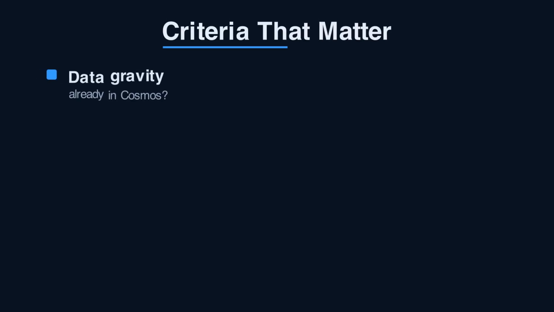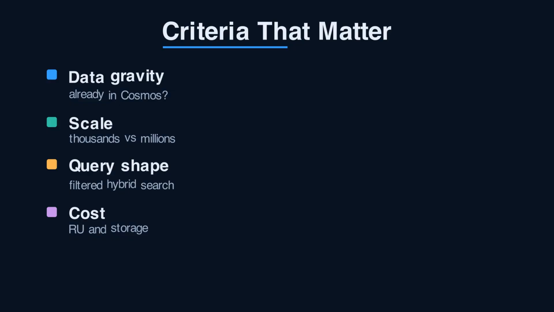Before comparing products, pin down what you're actually optimizing for. 5 criteria drive this decision. First, data gravity. Do your documents already live in Cosmos DB? Second, scale. Thousands of vectors or hundreds of millions. Third, query pattern. Pure similarity or filtered hybrid queries mixing metadata and vectors. Fourth, recall and latency targets. And fifth, operational cost measured in request units and storage.